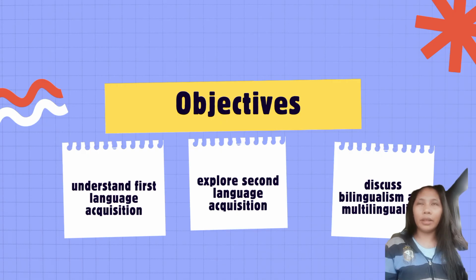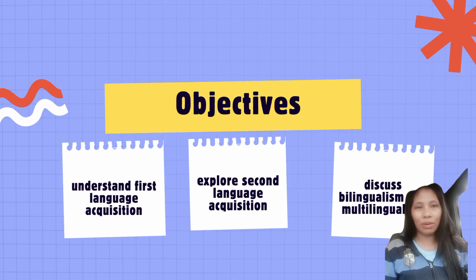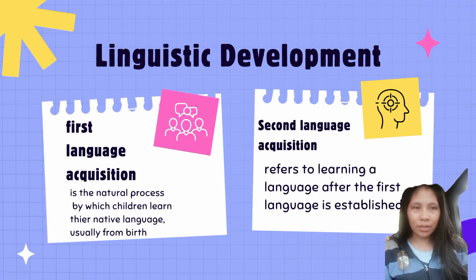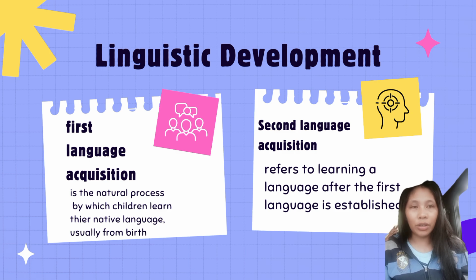Okay. Now, as we proceed to this presentation, let me share with you the objectives. By the end of this presentation, you will understand how children acquire their first language, explore the processes involved in second language acquisition, and discuss the unique aspects of bilingualism and multilingualism. So, the first language acquisition. We know that there are two acquisitions in linguistic development. So, let's start with the first language acquisition.